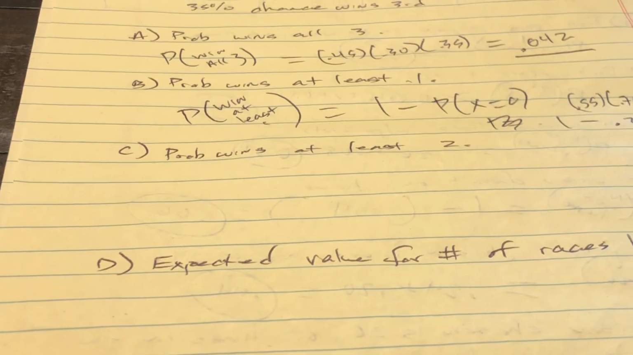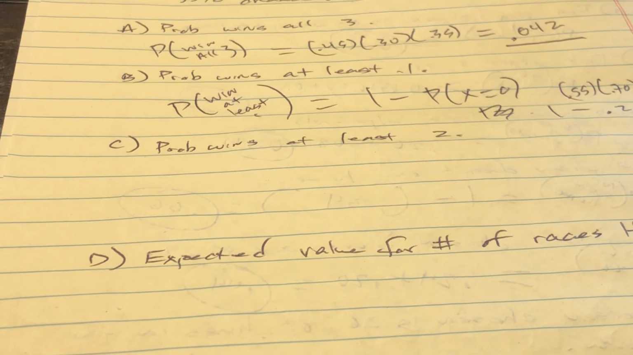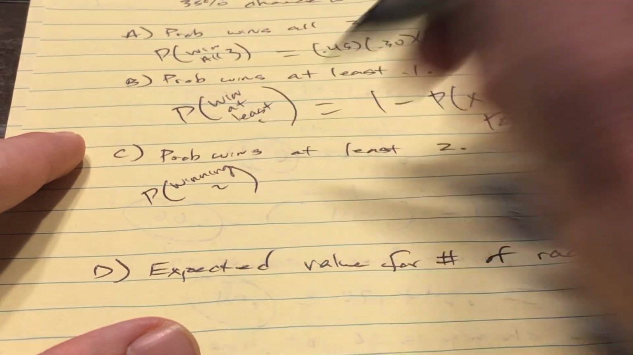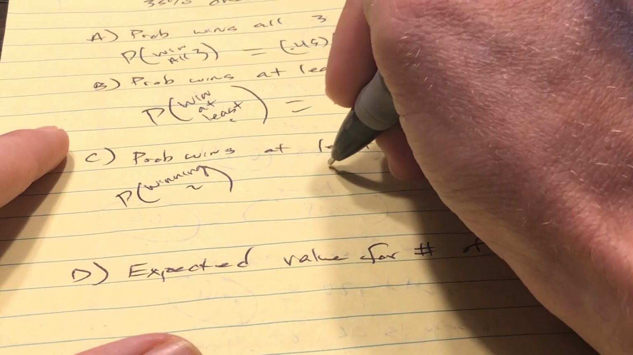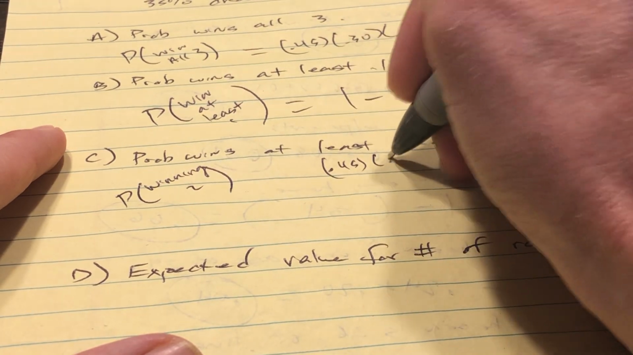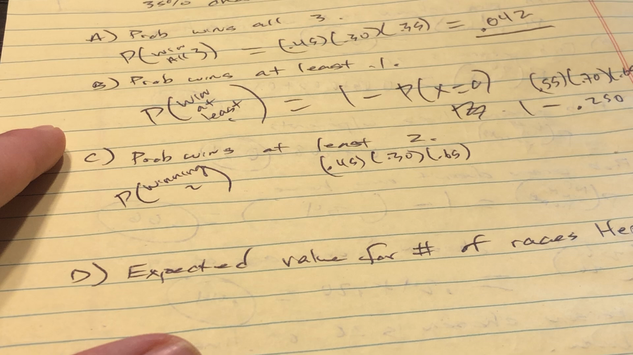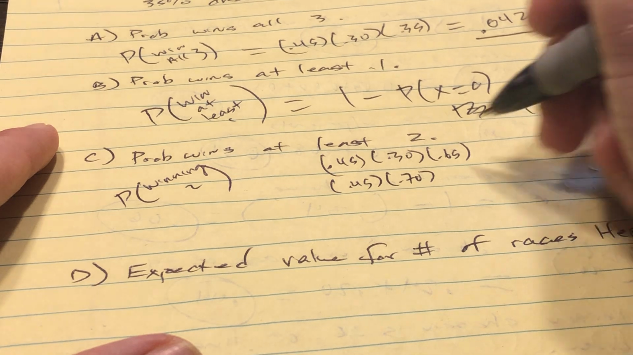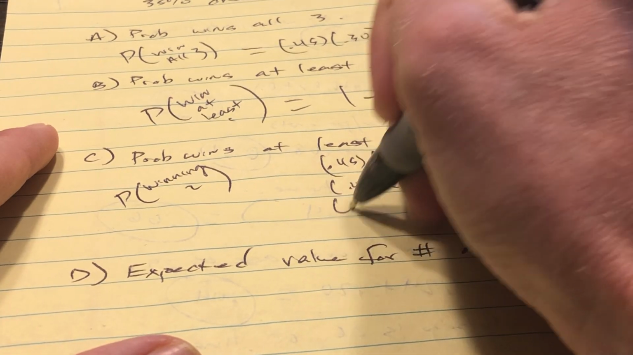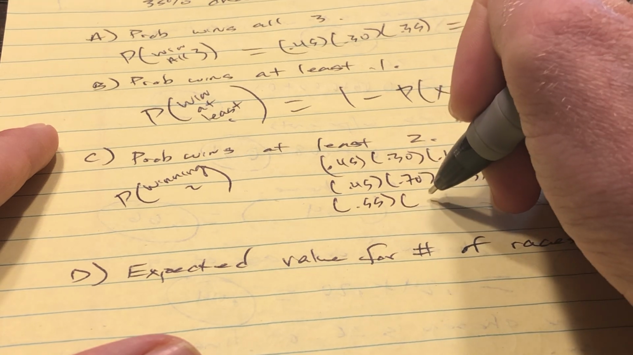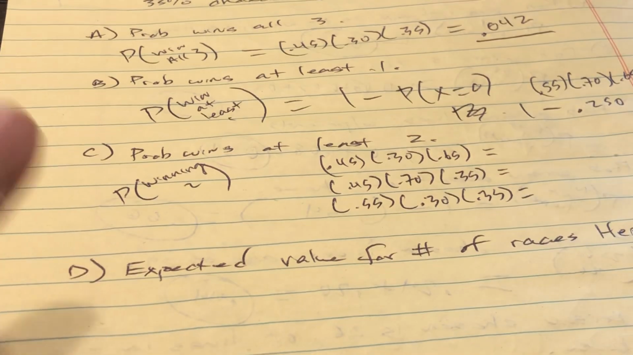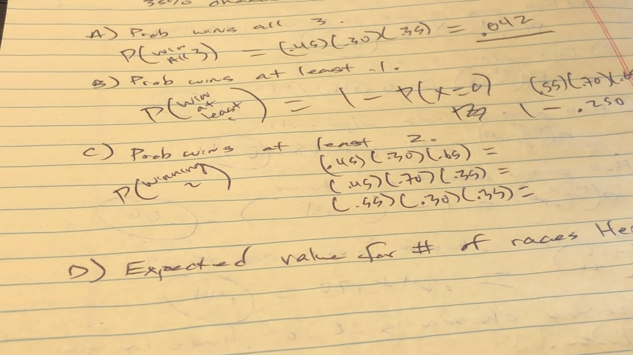All right, so probability of winning at least 2. We know the probability of winning all 3. That's 0.4. So first off, we need the probability of winning 2. And here are the 3 different scenarios. I could win the first one, win the second one, and not win the third one. You could win the first one, not win the second one, and you could win the third one. And you could not win the first one, and then you could win the second one, and then you could win the third one. Now, I do need to find all of these because they're all different.